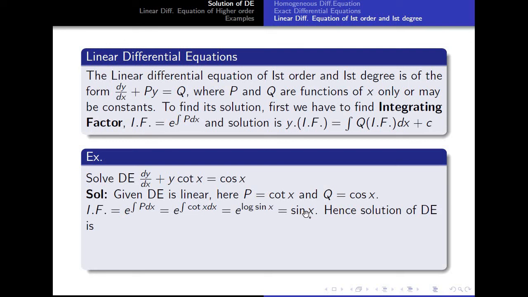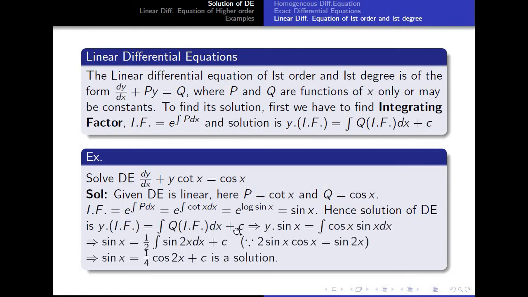Knowing the integrating factor, the solution is y times the integrating factor equal to the integration of Q, the right-hand side term, times the integrating factor, plus c. So y sin x is equal to the integration of sin x cos x dx. Here we can use the formula sin 2θ equals 2 sin θ cos θ, so sin 2x is equal to 2 sin x cos x.